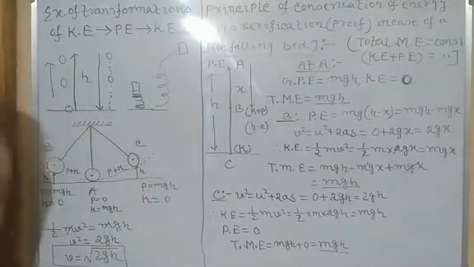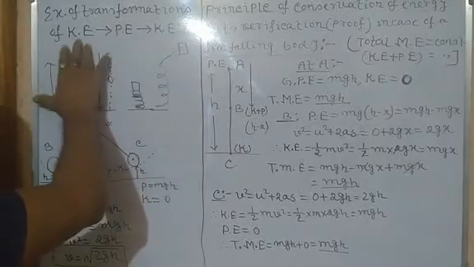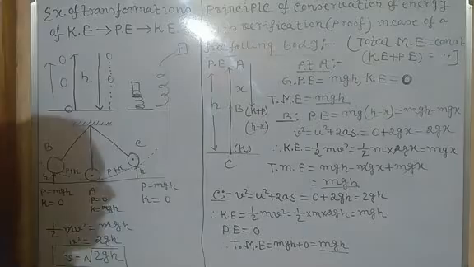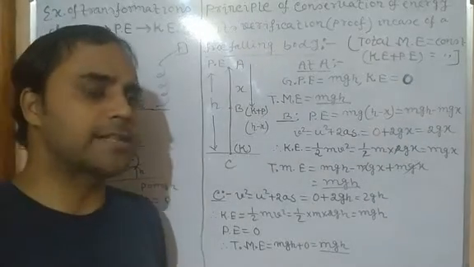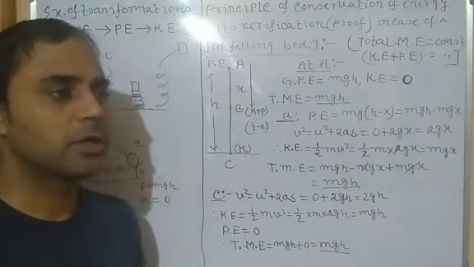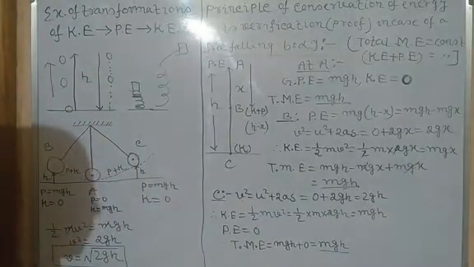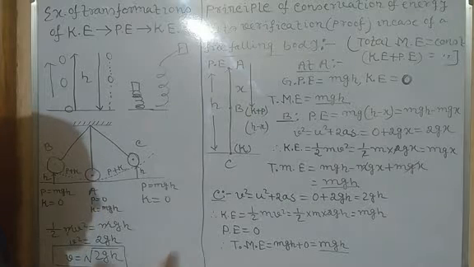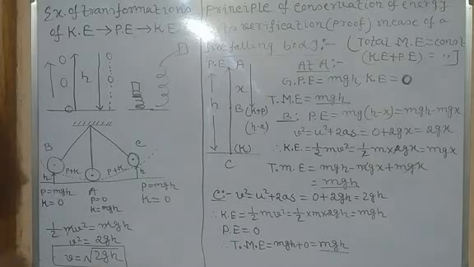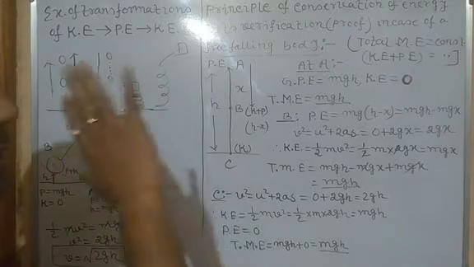Here I will discuss the example of transformation or conversion of kinetic energy into potential energy and vice versa. Through one very simple example, we can show that kinetic energy and potential energy are transforming into each other. Now suppose we throw any object against gravity.